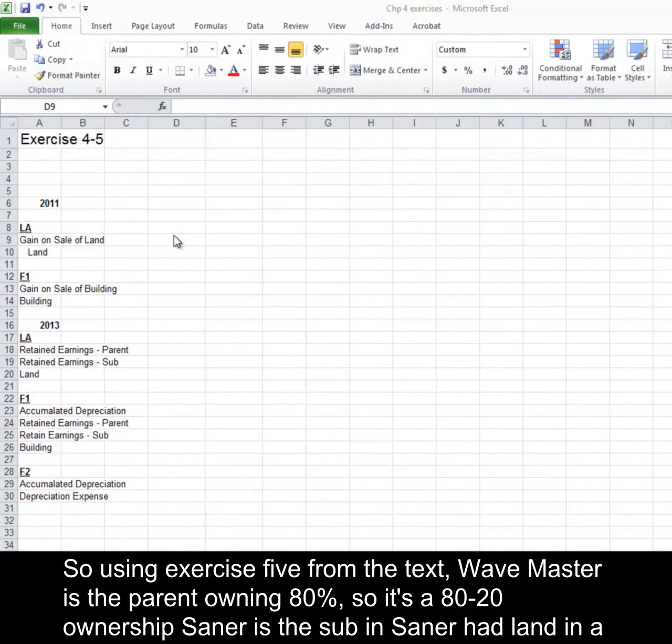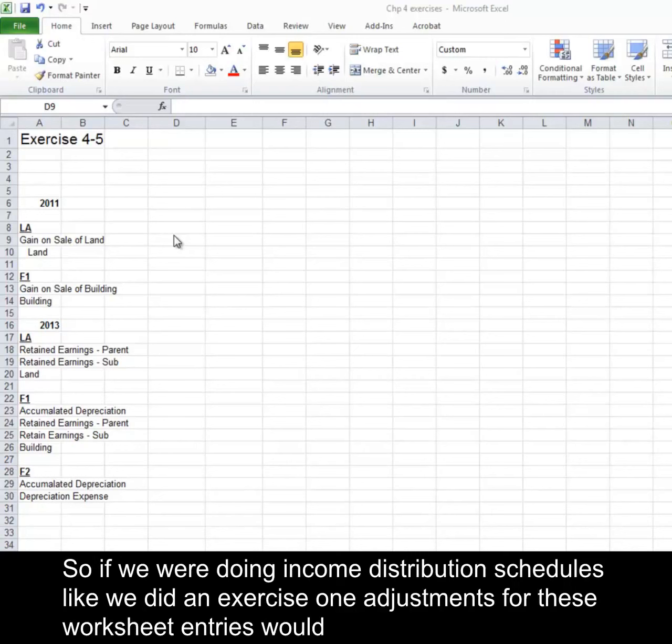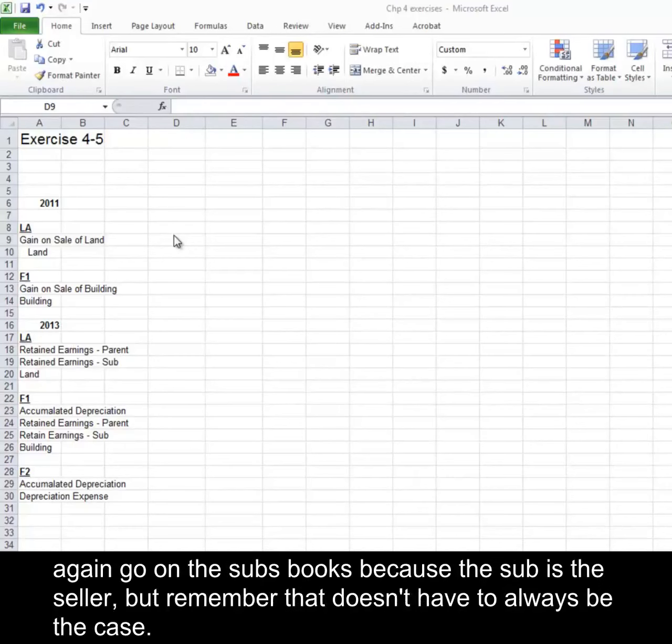So using exercise 5 from the text, Wavemaster is the parent, owning 80%, so it's an 80-20 ownership. Saner is the sub, and Saner had land and a building that they constructed and turned around and sold to the parent. So if we were doing income distribution schedules like we did in exercise 1, adjustments for these worksheet entries would again go on the sub's books because the sub is the seller. But remember, that doesn't always have to be the case.